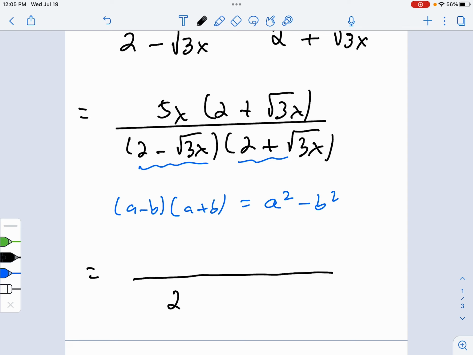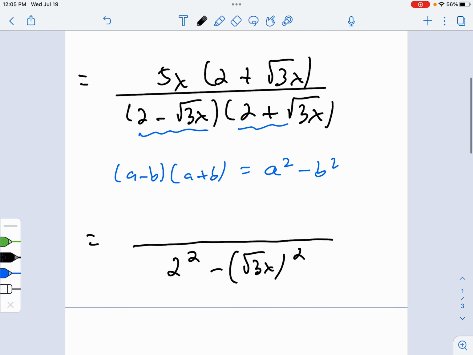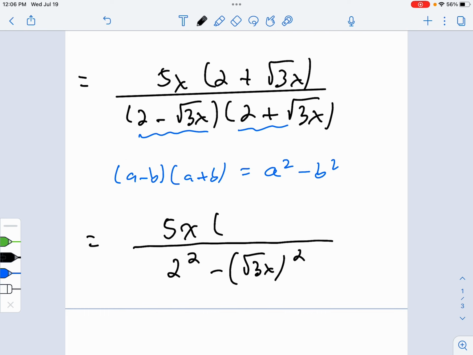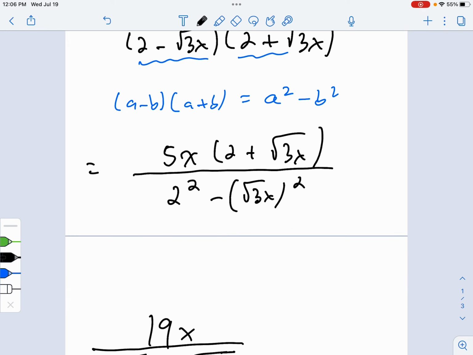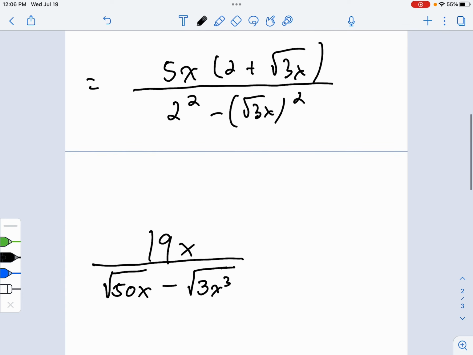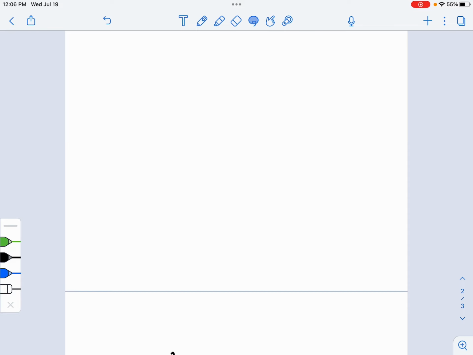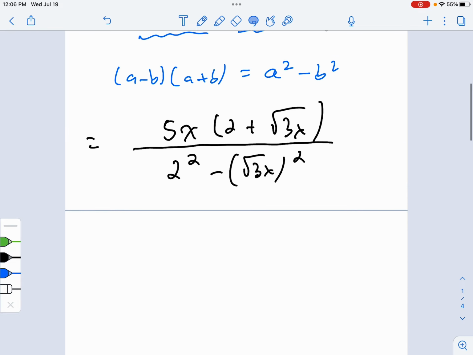So the way that formula would work for us, a is 2. So the result would be a, which is 2 squared, and then b would be the square root of 3x. Okay. So again, instead of foiling, you can go ahead and do what I just did here. And on the top, leave that. And if I simplify a little further down here, let me just move this problem down a bit. For the denominator, 2 squared is 4 minus 3x.